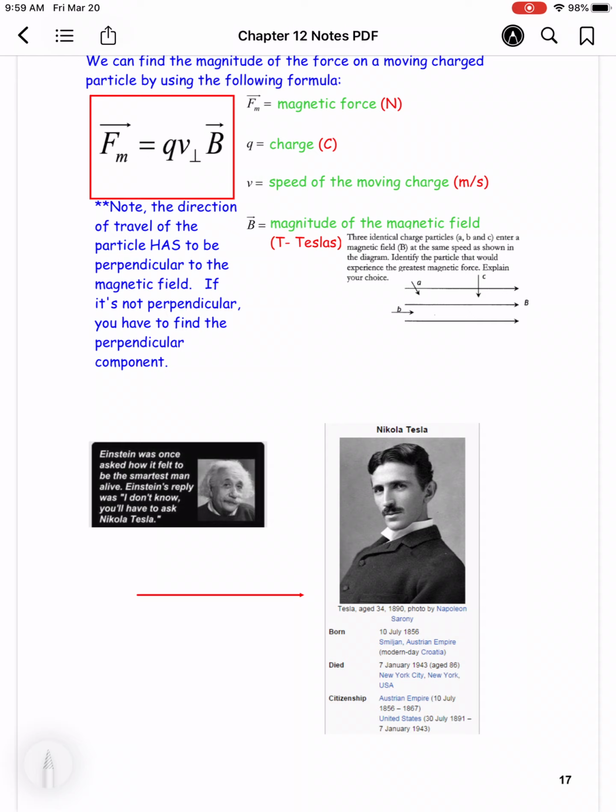Nikola Tesla, there's a few things about him. He's basically the father of electricity is what he's kind of known for. He says that some of his ideas were stolen. There's a whole bunch of controversy about him as a scientist, but keep in mind that people obviously revered him. Einstein was once asked how it felt to be the smartest man alive, and he said, I don't know, you'll have to ask Nikola Tesla. Very smart, very rich, very well educated, and very good at what he did. Of course, when you're good at stuff, you get to name things, like the magnetic field force.